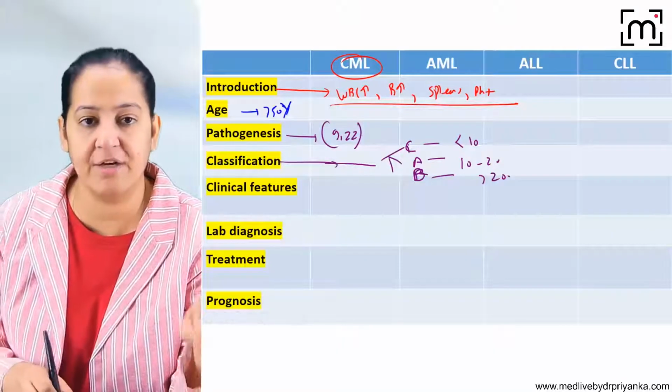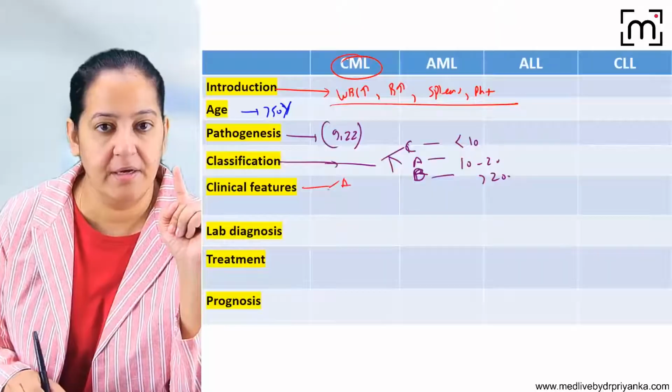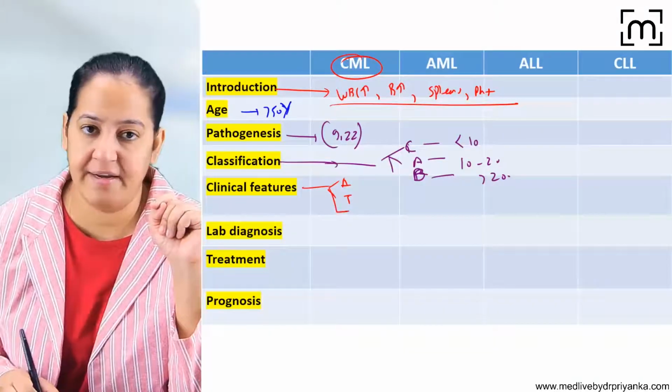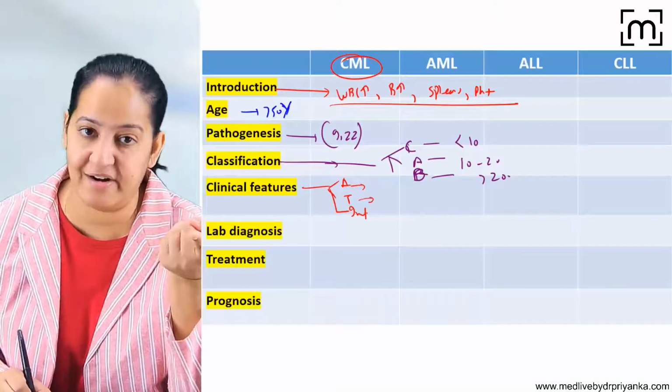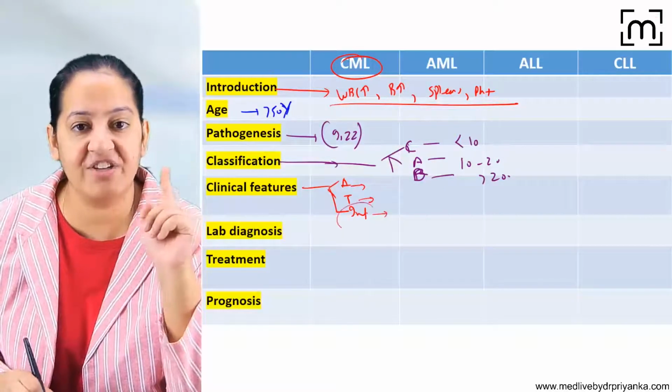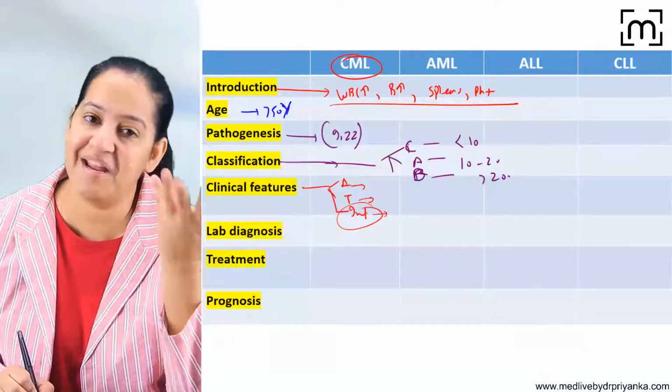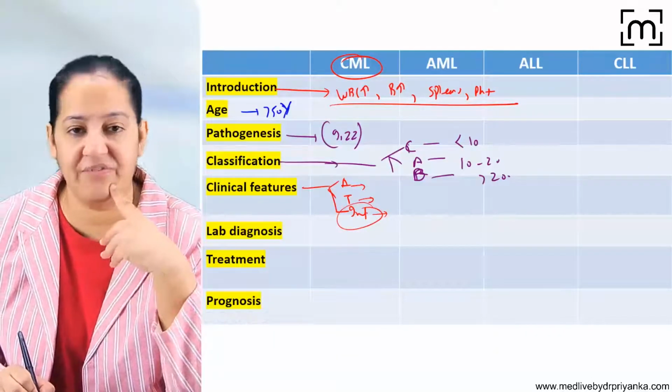In the clinical features, I told you, anemia is there, thrombocytopenia is there, and infections are there. Anemia because RBCs are less, thrombocytopenia because platelets are less, bleeding disorders. But infections, although WBCs are more, they are immature. So susceptibility to infection is more.